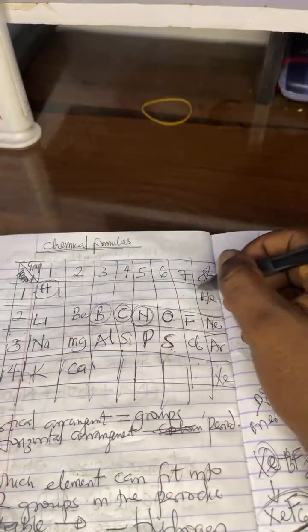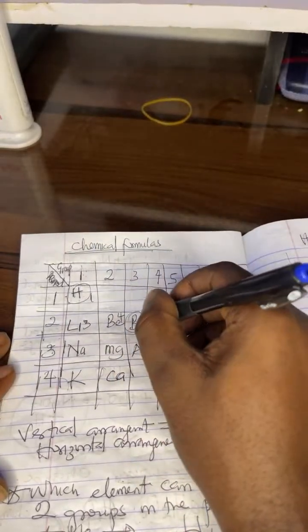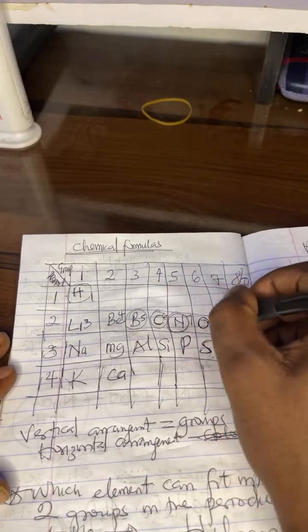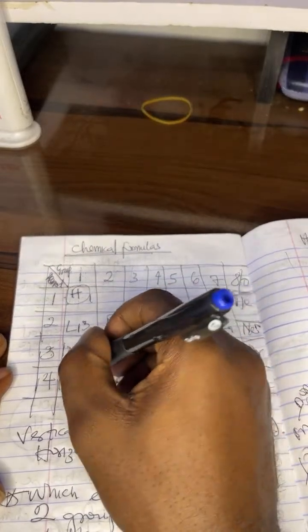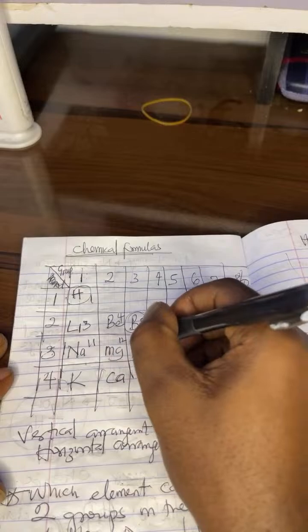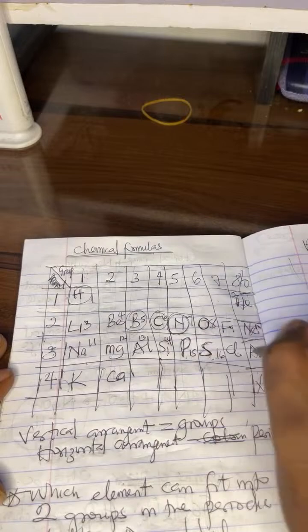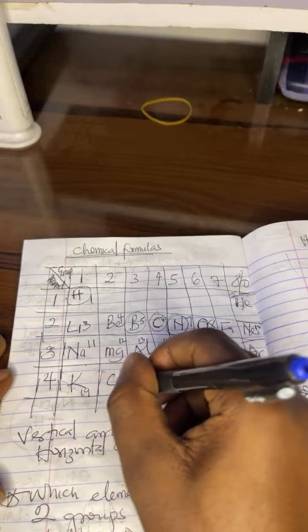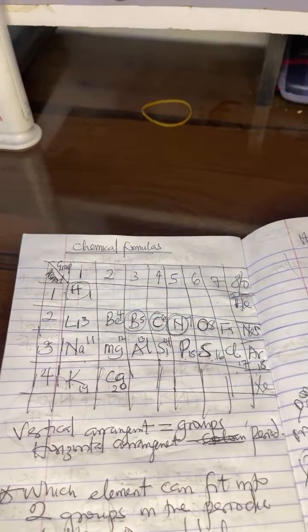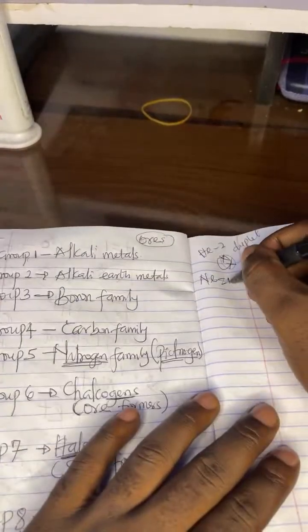Now let's say neon. Neon is what? If you check here, this is 1, this is 2, atomic number now. This is 3, 4, 5, 6, 7, 8, 9, 10, 11, 12, 13, 14, 15, 16, 17, 18, 19, 20. The atomic number, okay? So you can see neon here is 10, atomic number 10.